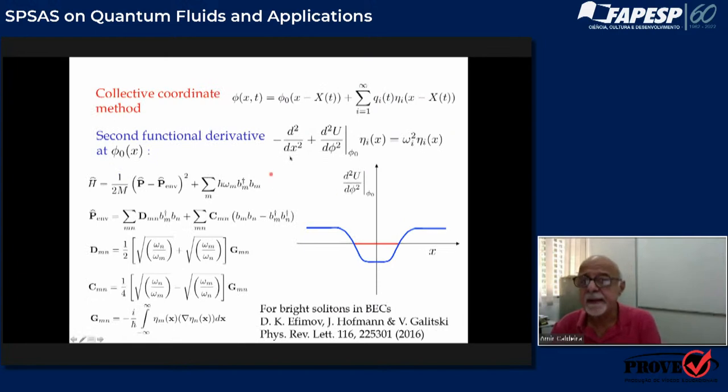And now, what you can do is to use something that was very, very popular among field theorists in the 70s, namely the collective coordinate method. And with that, we can really try to describe the coupling of the elementary excitations of a field theory and some other excitation, which is a topological excitation of the same field.